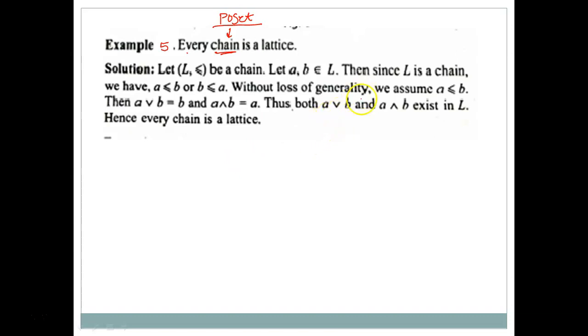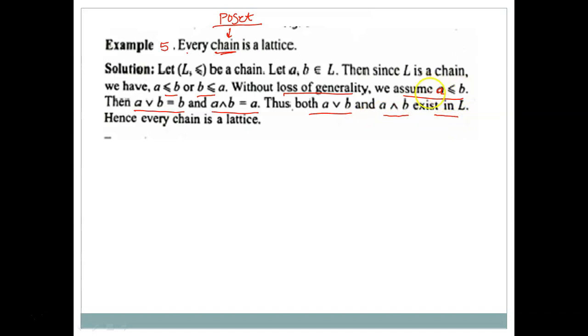It means if all elements are comparable, A less than or equal to B or B less than or equal to A for all pairs of elements. So without loss of generality, we assume that A is less than or equal to B, because either we have to consider this or this, so we are considering this case. And we have to show that the supremum of every pair exists in the chain L and the infimum also exists in L. In fact, the supremum is denoted by A join B and the infimum is denoted by A meet B. And we have to show that this A join B and A meet B exist in L.